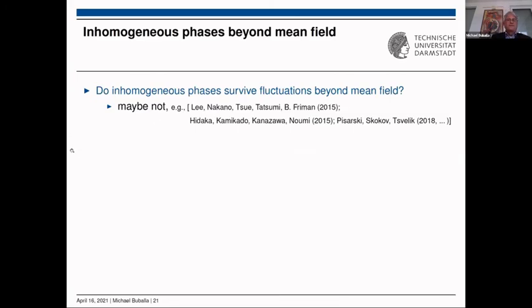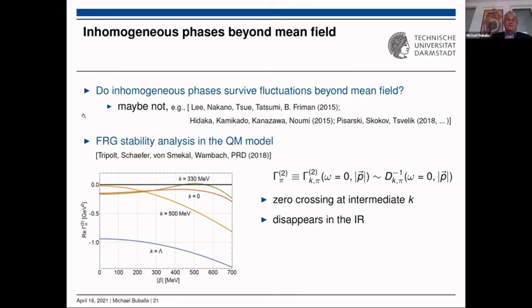So we would like to perform a functional renormalization group stability analysis. And actually such a calculation has been done by Arno Tripold a couple of years ago, and Jochen was also involved there, Bernd Jochen Schäfer and Lorenz von Smekal. And I would just like to present his results.